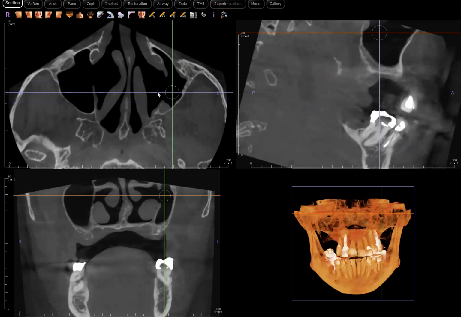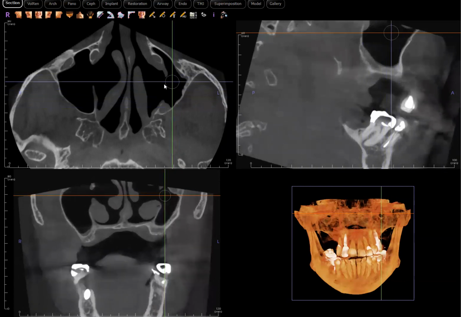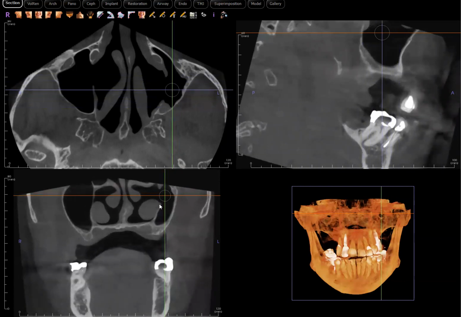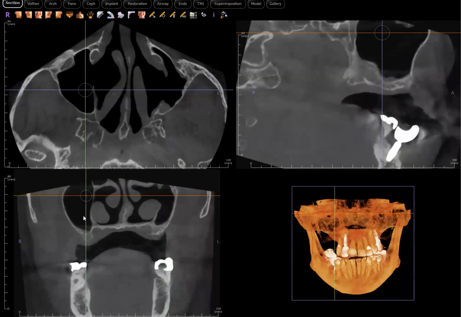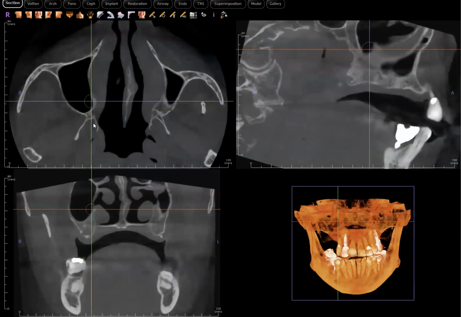Additionally, I do see that the uncinate process is missing over on the left side. Now, how about the right side? Again, we saw a large two dome-shaped opacities over on this part of the right maxillary sinus, but that again is completely gone.